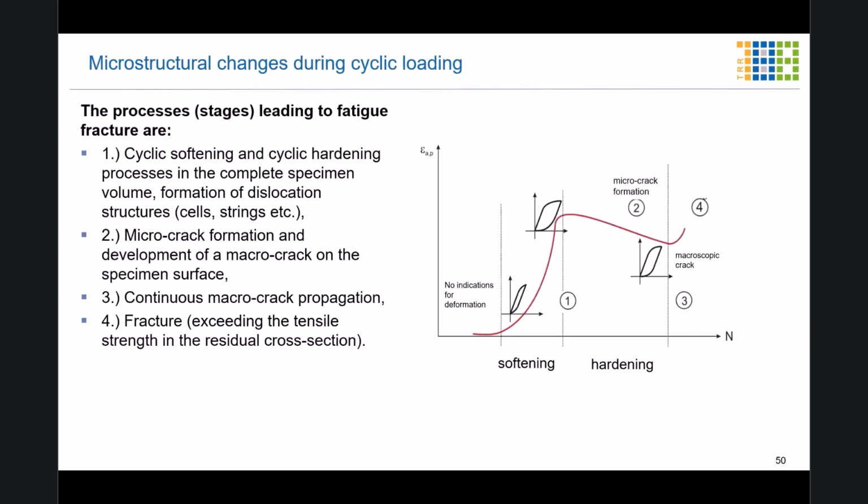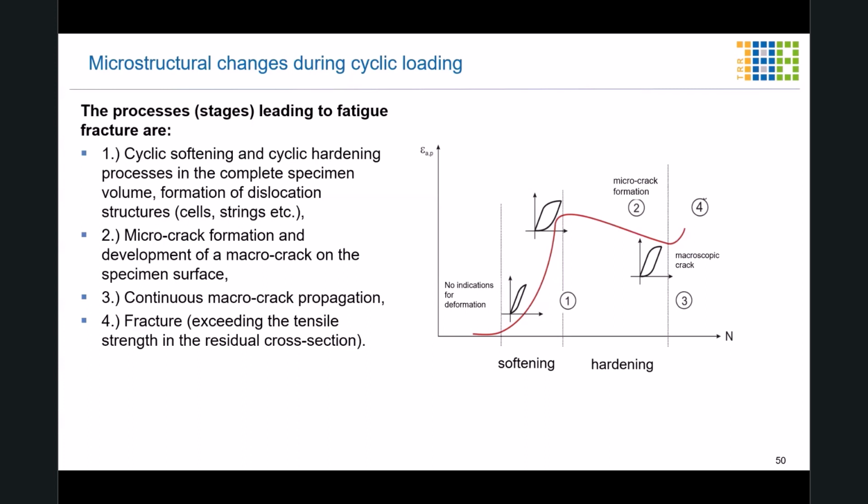Then we will come to the microstructural changes during cyclic loading. The process is divided into 4 different stages. In stage 1, we have the so-called cyclic softening or cyclic hardening, depending on the different materials and material states, in which, in the whole volume of the specimen, the dislocation movement starts. We have, for example, a formation of dislocation structures.